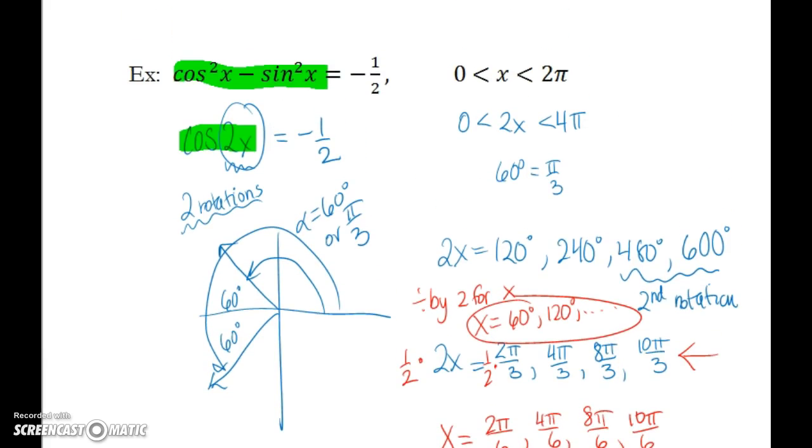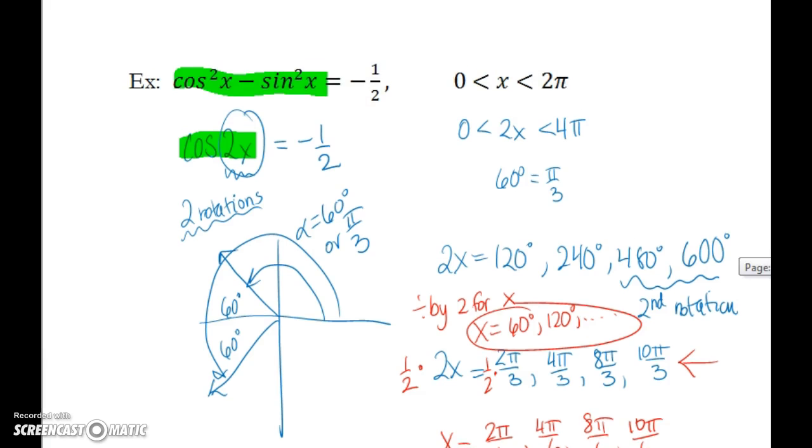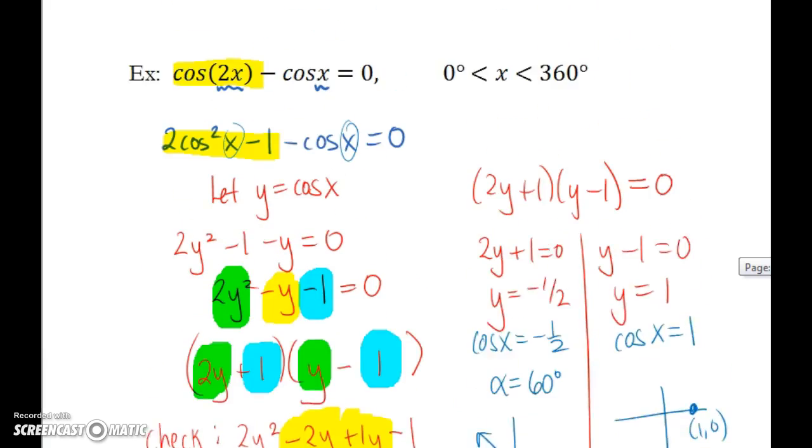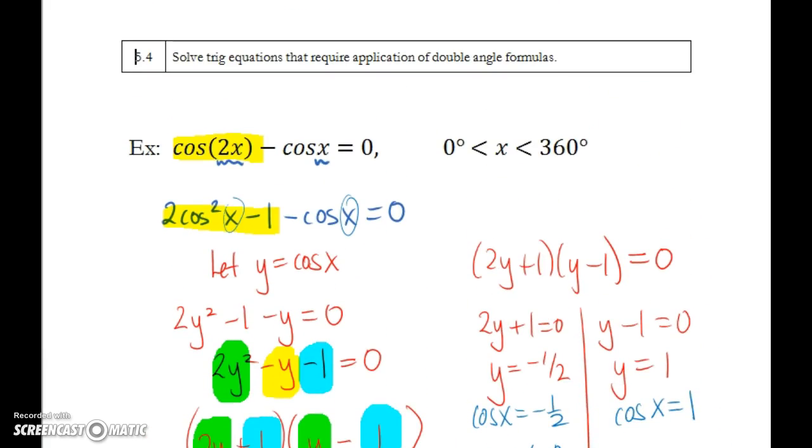Again, notice that we made a substitution using a double angle formula so that we had an equation that was more easy to solve. This is standard 5.4, solving trig equations that require the application of double angle formulas.